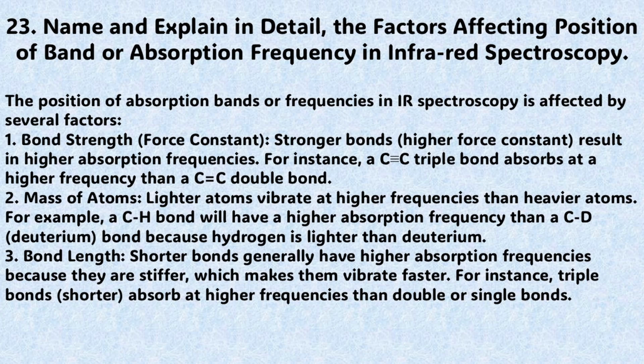Mass of atoms: lighter atoms vibrate at higher frequencies than heavier atoms. For example, a C-H bond will have a higher absorption frequency than a C-D, deuterium, bond because hydrogen is lighter than deuterium. Bond length: shorter bonds generally have higher absorption frequencies because they are stiffer, which makes them vibrate faster. For instance, triple bonds, shorter, absorb at higher frequencies than double or single bonds.